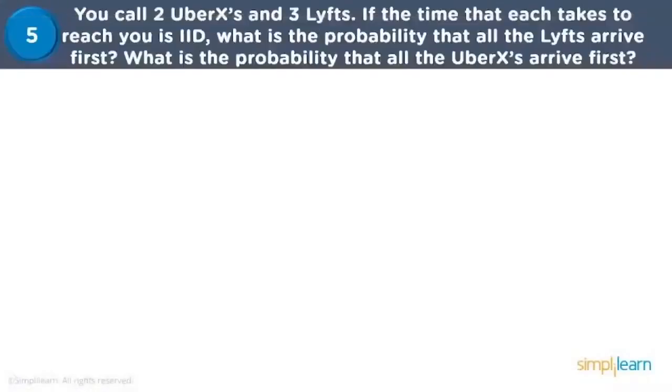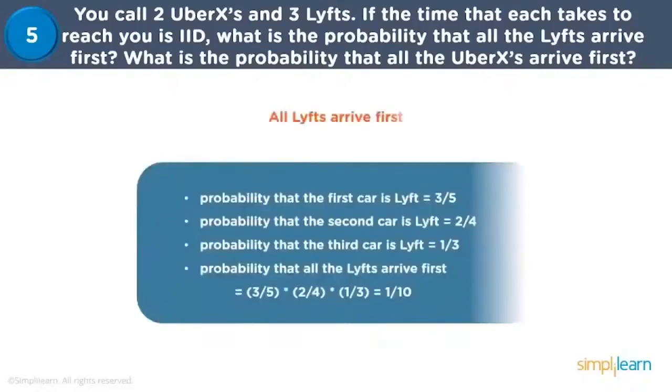Now moving to our fifth question. So this question is related to probability. You call 2 Uber X and 3 Lyfts. If the time that each takes to reach you is IID, what is the probability that all the Lyfts arrive first? Next, we want to find what is the probability that all the Uber X arrive first. Now this is fairly a simple question.